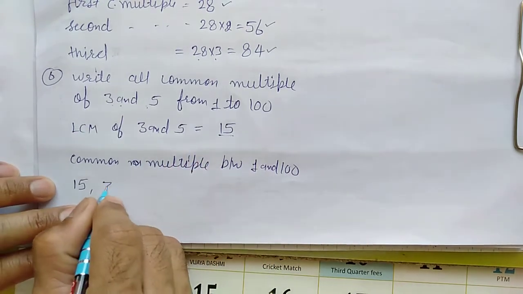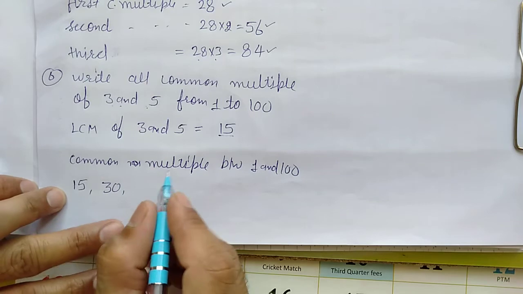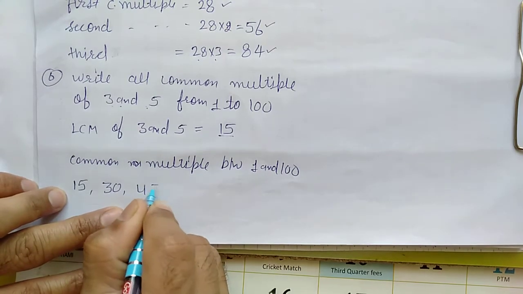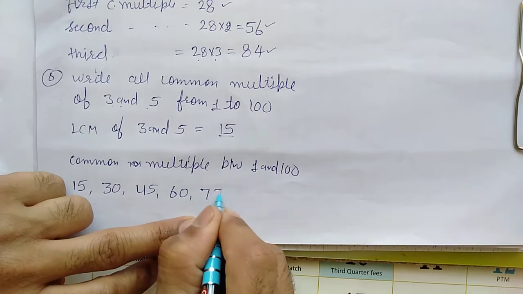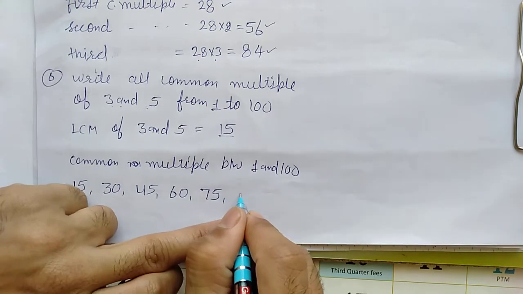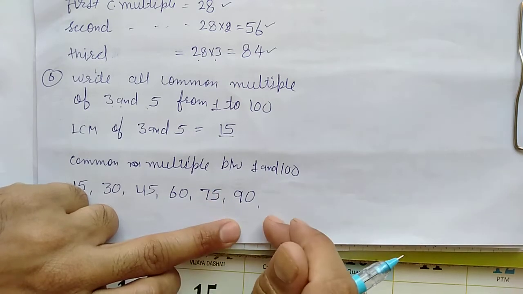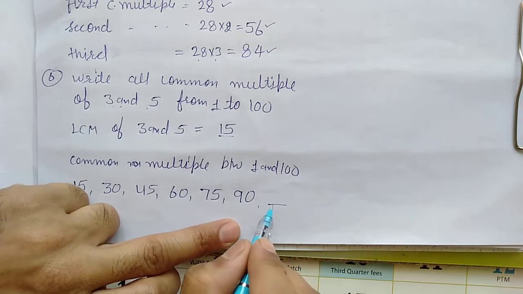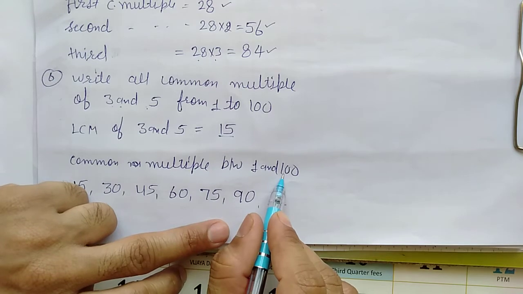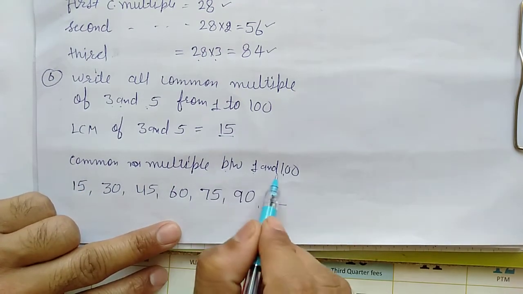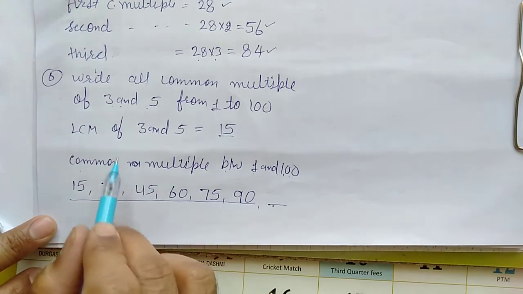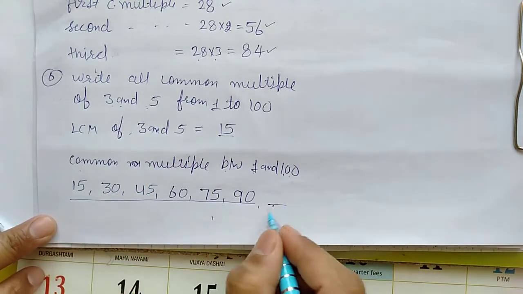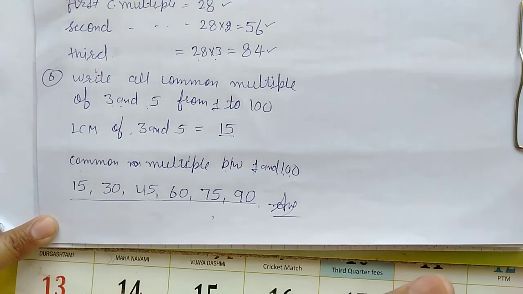Second one will be 15 twos are 30. Third will be 15 threes are 45, 15 fours are 60, 15 fives are 75, 15 sixes are 90, and 15 sevens are 105. But 105 is greater than 100, and we want between 1 and 100. So these all are the common multiples of 3 and 5 between 1 and 100. This is your answer. Okay, like this we have to solve.